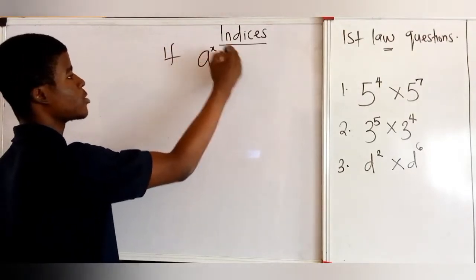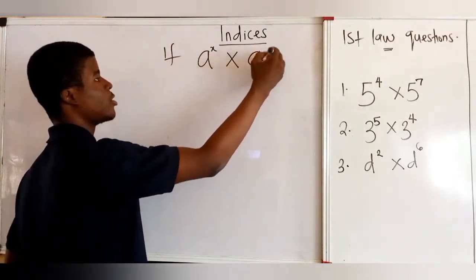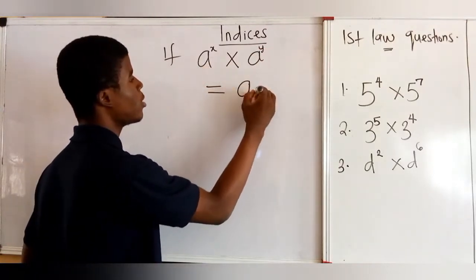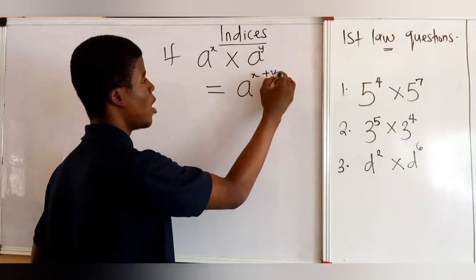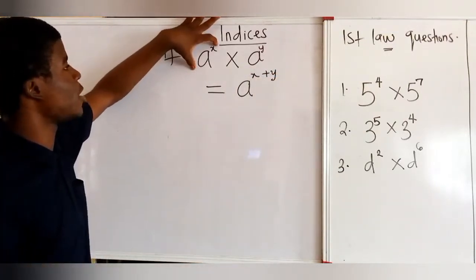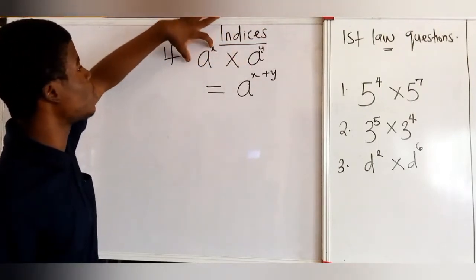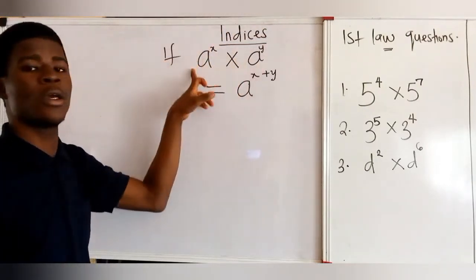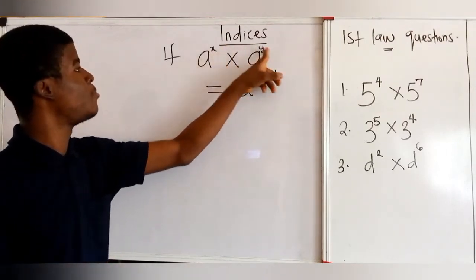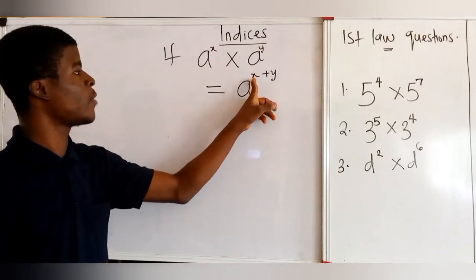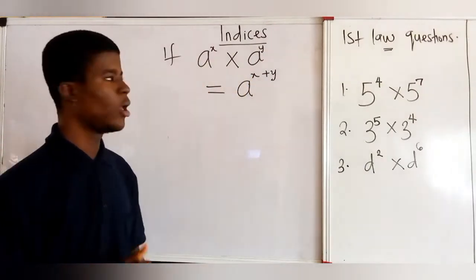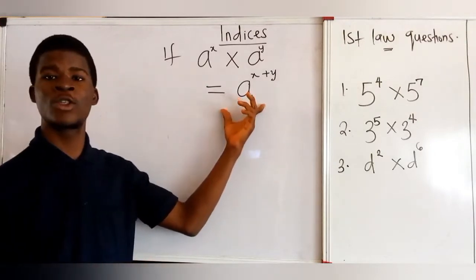a to the power of x multiplies a to the power of y, for example, the solution is equal to a to the power of x plus y. Now, what are we saying? I have a first term here and I have another term here. Both of them have the same base, a. So what the law of indices says is pick one base and add the powers. That's a to the power of x plus y. This is what the first law states.